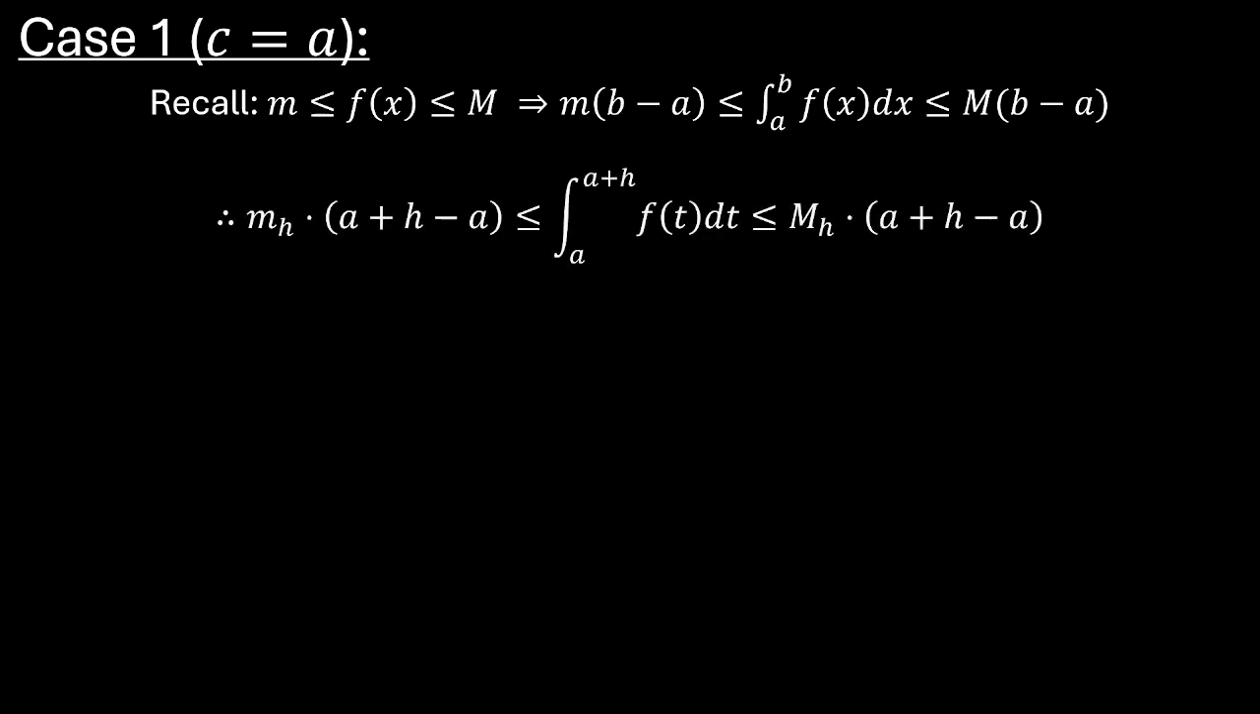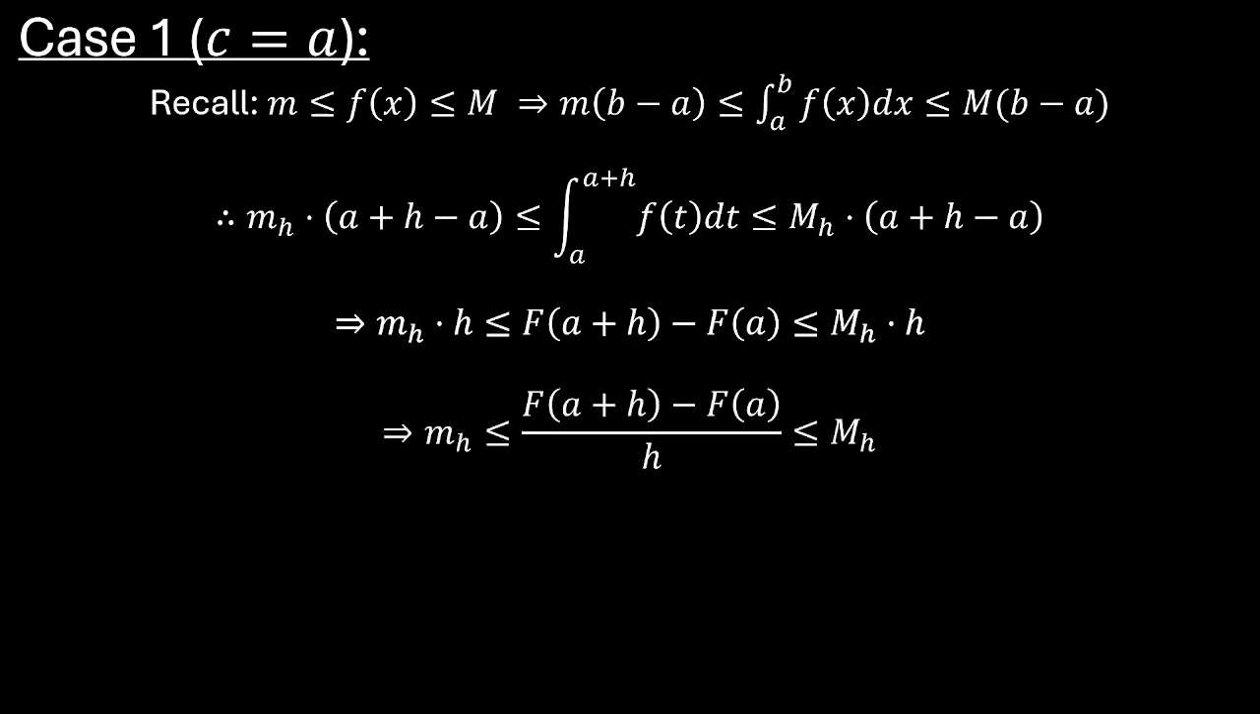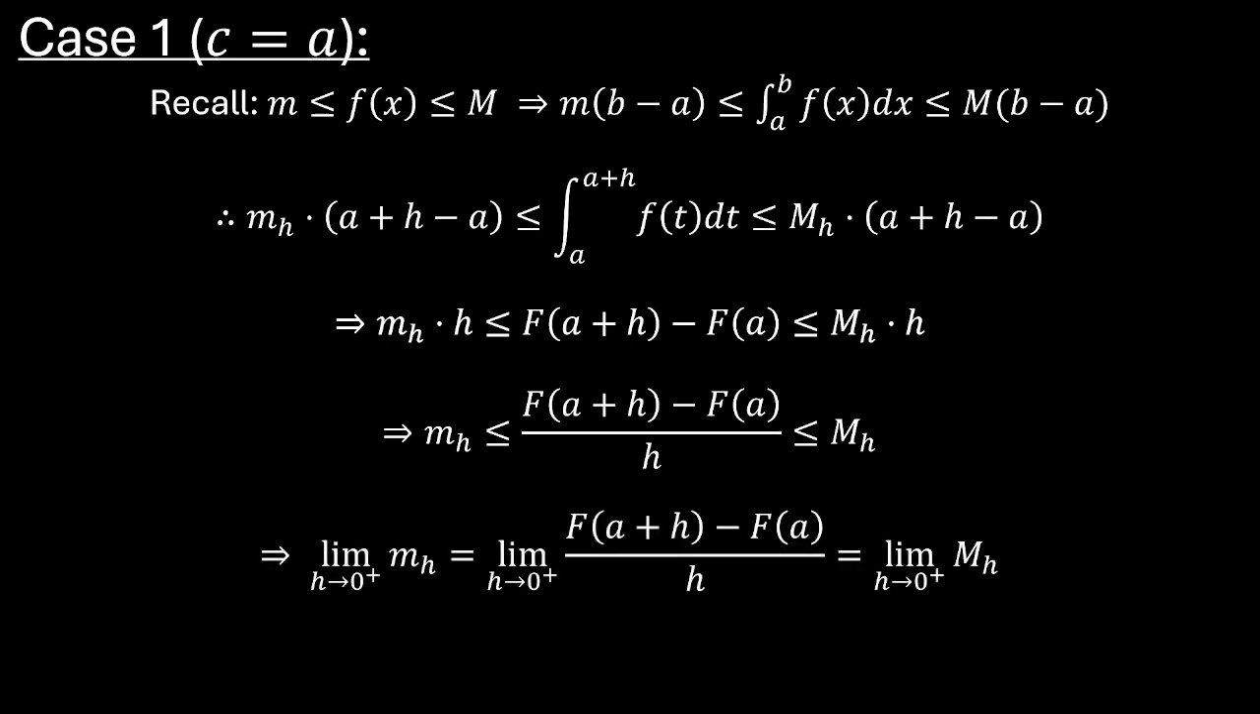So using the integral we had before, we're going to get that m_h times (a + h - a) is less than or equal to that integral there, which is less than or equal to M_h times (a + h - a). Simplifying down to m_h times h is less than or equal to the substitution we had before for that integral, which is less than or equal to M_h times h. Now dividing both sides by h, we get that m_h is less than or equal to the fraction we have there, which is less than or equal to M_h. Now, applying the squeeze theorem, we're going to get that as a result.